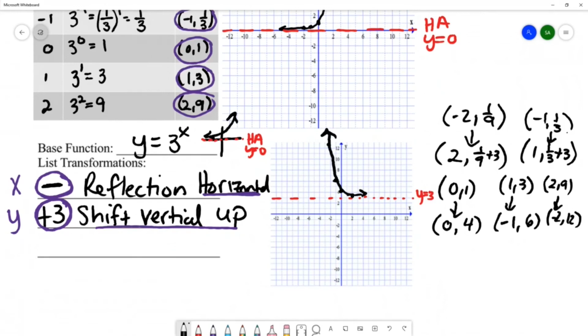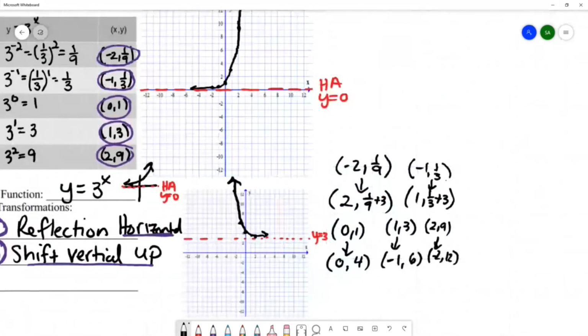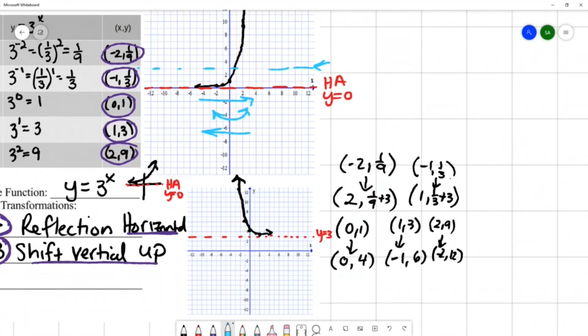Let's zoom out so we can see the base graph and this transformed graph. So you can see the graph is horizontally reflected. So what's on the left becomes the right, and what's on the right becomes the left. And then shifted up 3, so the entire graph is shifted up to this line right here. So we have the new graph, and we have a couple more questions about this.